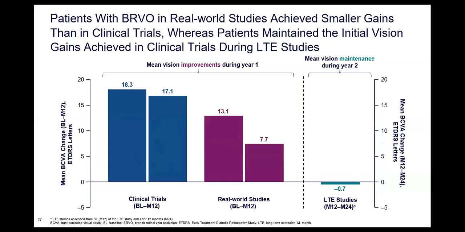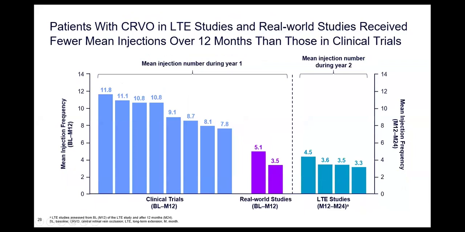And similarly, if you're looking at mean change in ETDRS letters, same story. Fewer injections translates to less gain in vision, and at times loss of the visual gain that you had achieved in the first year coming into the second year, as you can see in long-term extension studies over here. And similarly, that was on the BRVO side. This is on the CRVO side, more or less mirrored, the same.